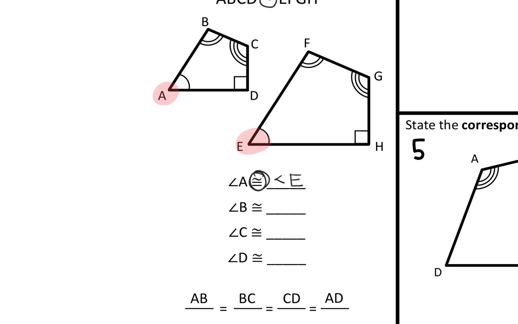Okay, so what I'm going to do here is label which angles are congruent with what. B, oh, and I needed my highlighter, not my pen. So angle B is corresponding to angle F. They're in the same position. They also have 2 arcs. So I'm going to say angle B is congruent with angle F.